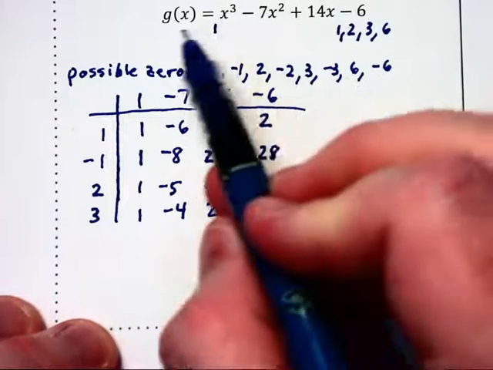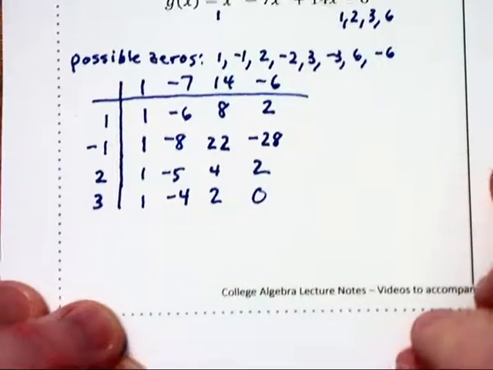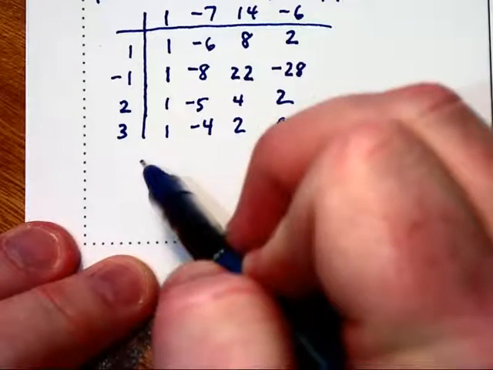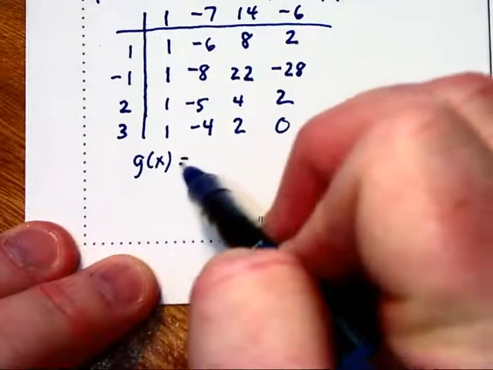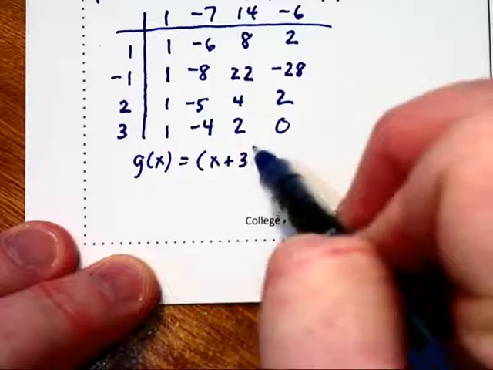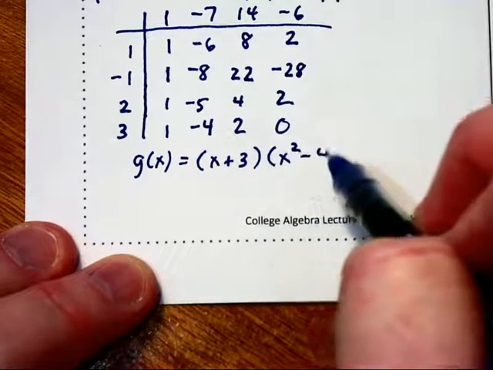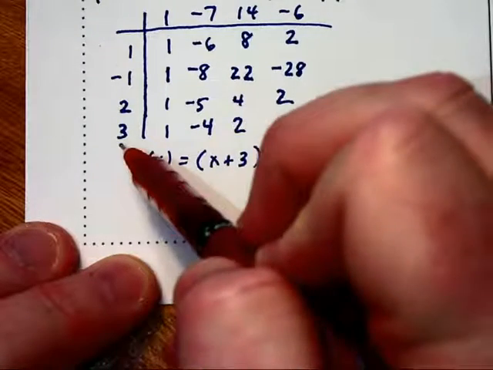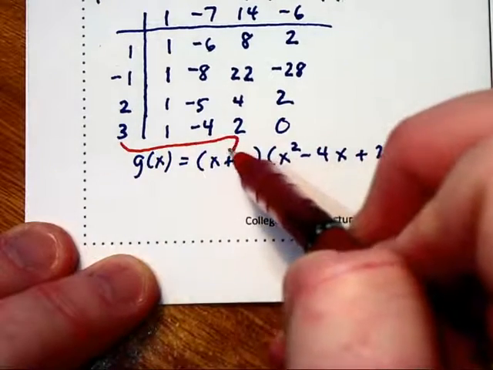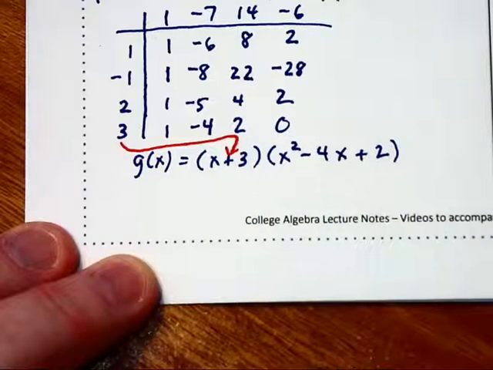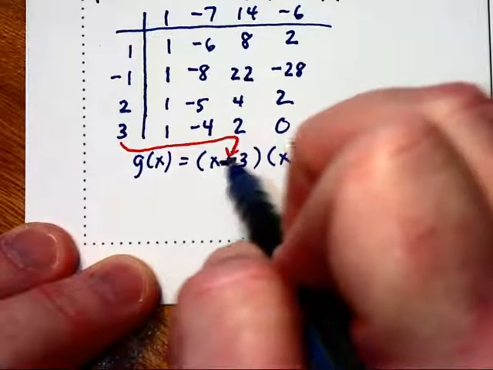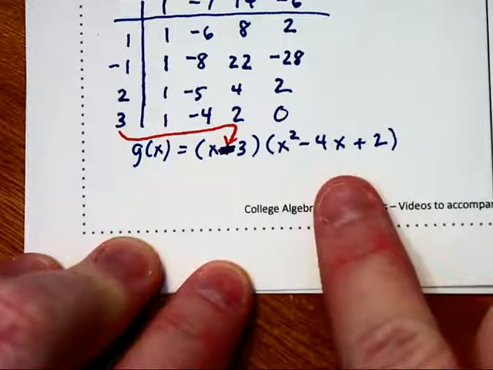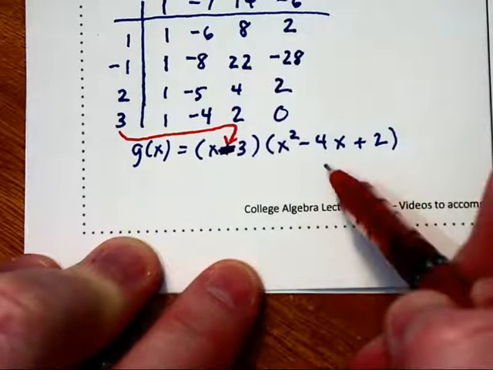This tells us that the original function up here can be factored, and that I can write g of x now as x minus 3 times x squared minus 4x plus 2. And notice that I changed the sign of the 3 here to a negative 3. I'm glad I said that because I just checked my work. Now, we would continue factoring here, but this right here you can tell is not going to factor.